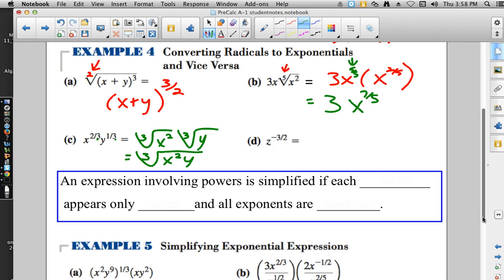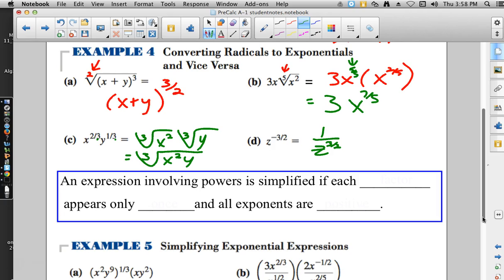D. This is a fraction, a rational exponent. They want this as a radical. So I start thinking, well, how am I going to do that? Well, first thing I'm going to do is get rid of that negative by moving this whole thing, z to the 3/2, down to the bottom. Remember, those negatives are for reciprocals.